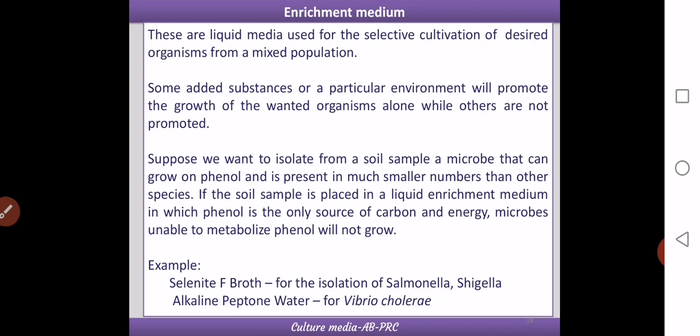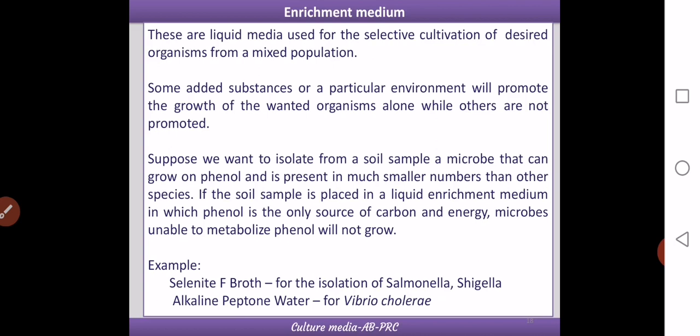Clear? For example, if you want to isolate a bacteria which uses phenol, right? If you want to isolate a bacteria which consumes phenol from a soil sample, definitely the soil sample will contain numerous microorganisms, maybe thousands of types of organisms. And from that mixed pool, if you want to isolate only those which utilize phenol, in that situation what you do is, this sample will be inoculated into a medium which contains phenol, right?